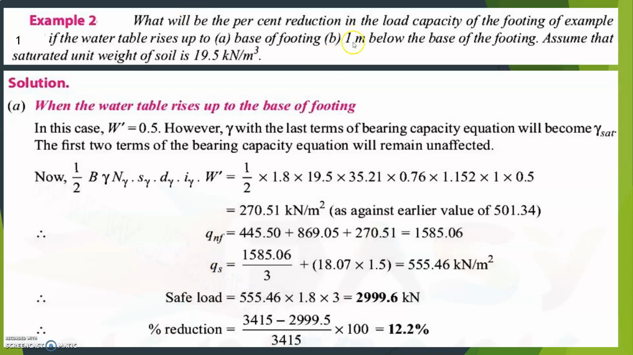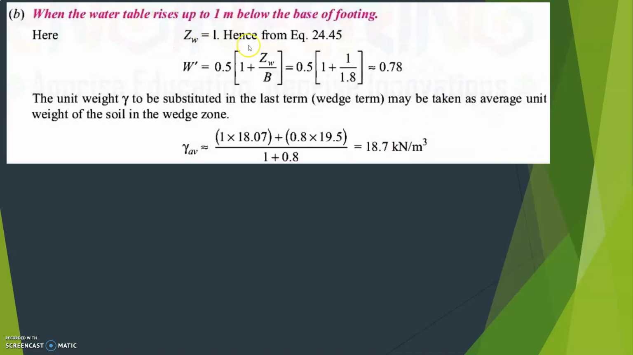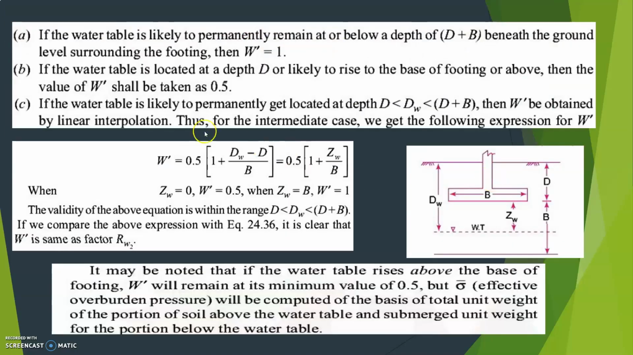Next, let us take the second case, that is 1 meter below the base of the footing. How to calculate that? Now, 1 meter below the base of the footing means we have to use this formula. It is in between, 1 meter below the base of the footing, right? So it is somewhere here. So we have to use this formula now.